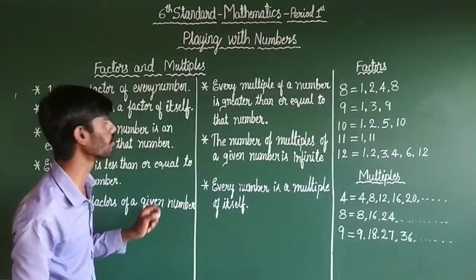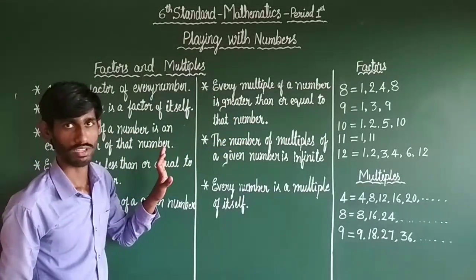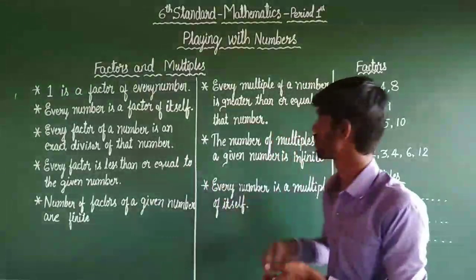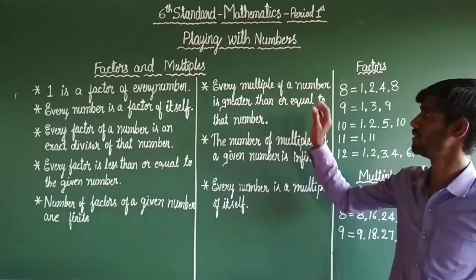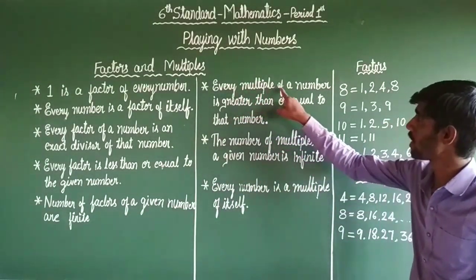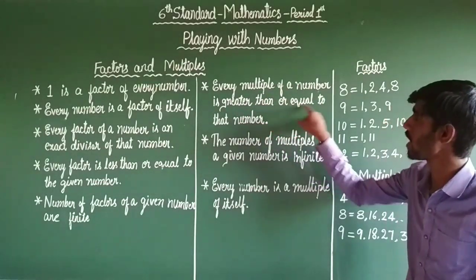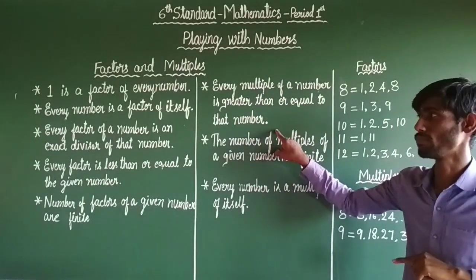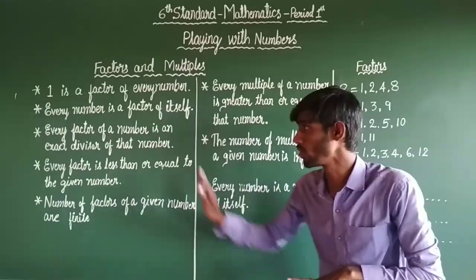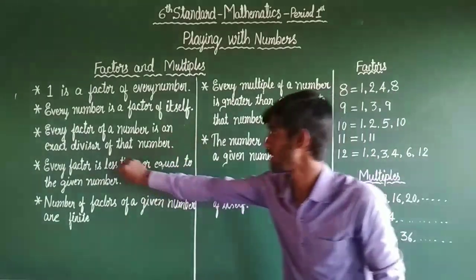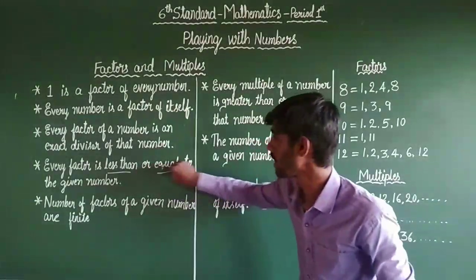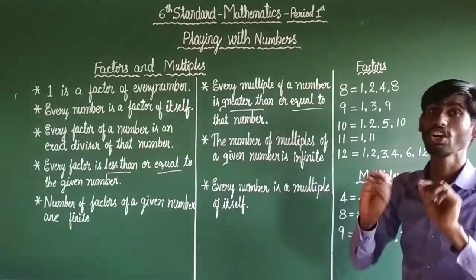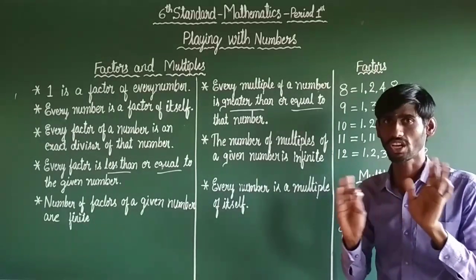Yes. Let us move to multiples. Almost related. It is opposite. Observe here. The first property of multiples: every multiple of a number is greater than or equal to that number. If we talk about factors, it is less than or equal to the number. Here it is greater than or equal to the number. Don't confuse yourself. Please don't confuse.